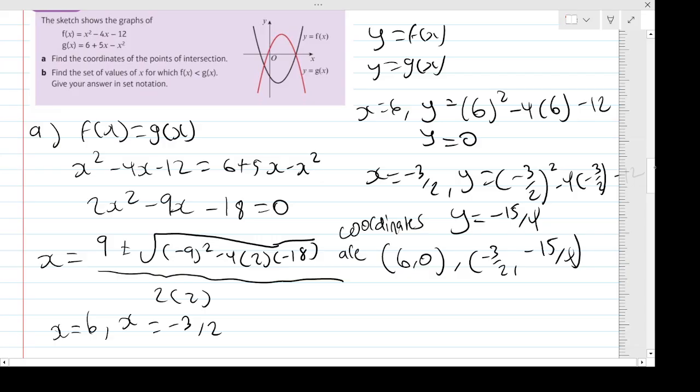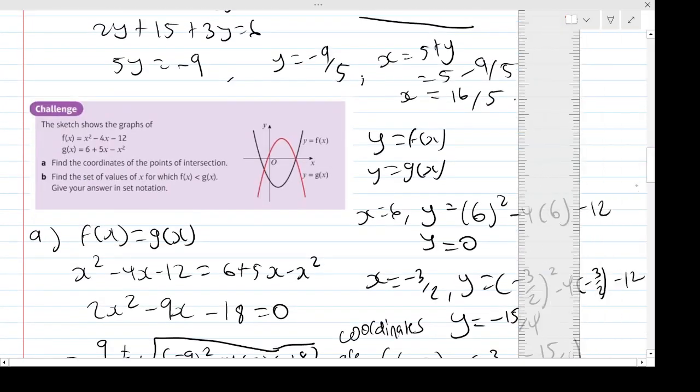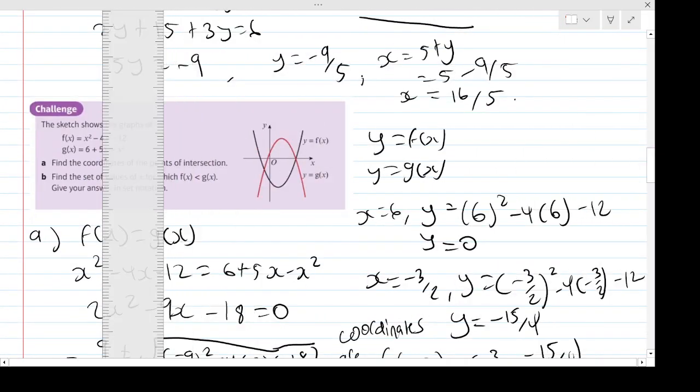Cool. Part B, I'll do it over here. Part B says from the set of values of x, which f of x is less than g of x. Okay, so remember we apply the same strategy. We want f of x to be less than g of x. We want f of x to be below g of x. So remember, f of x is the black curve. So we want the black curve essentially to be below the red curve.